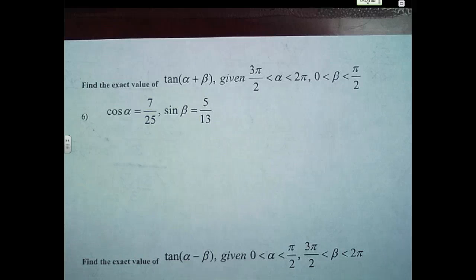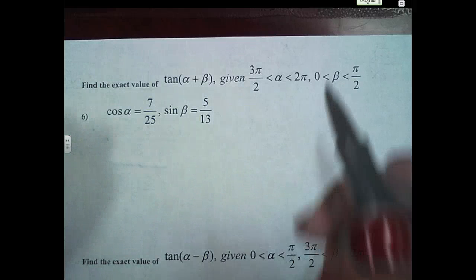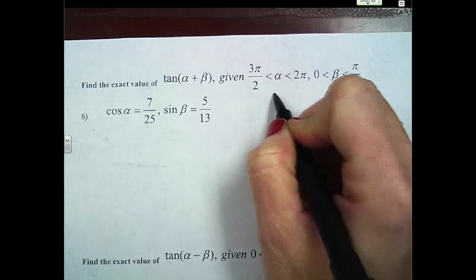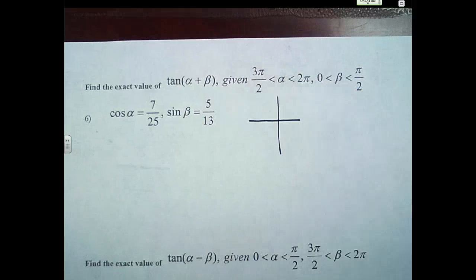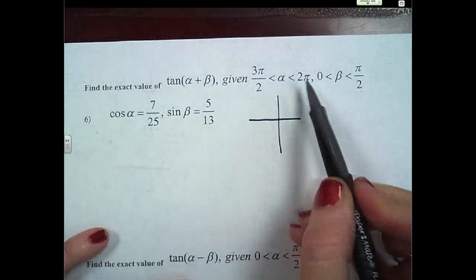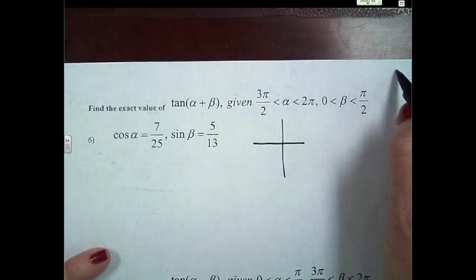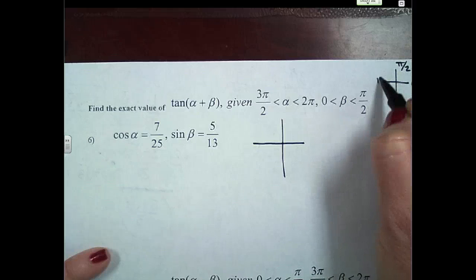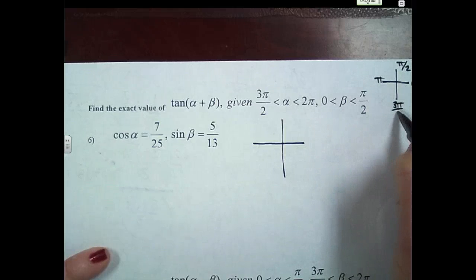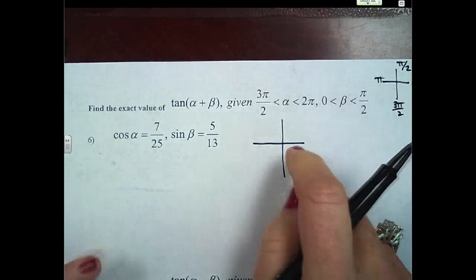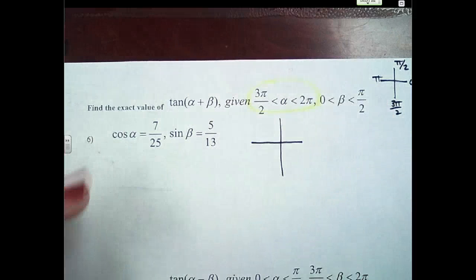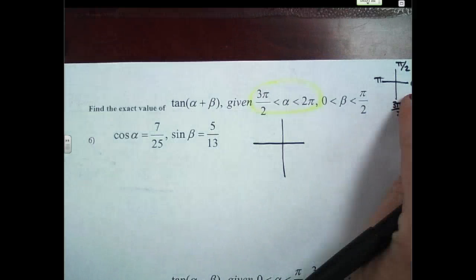Please be very careful about your signs, because if you misdraw the triangles, you're gonna miss the problem. So here's alpha. And it tells us it's between 3 pi over 2 and 2 pi. And those of you that maybe have been absent, remember, here's your unit circle. 0, pi over 2, pi, 3 pi over 2, and 2 pi. So if I'm saying that alpha is between 3 pi over 2 and 2 pi, I'm talking about right here in quadrant 4.